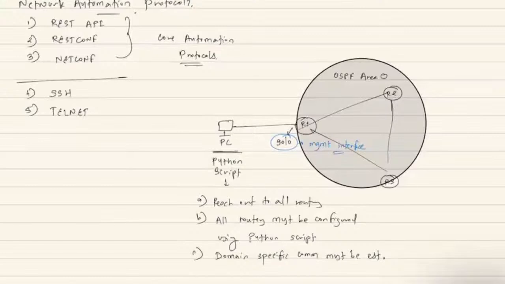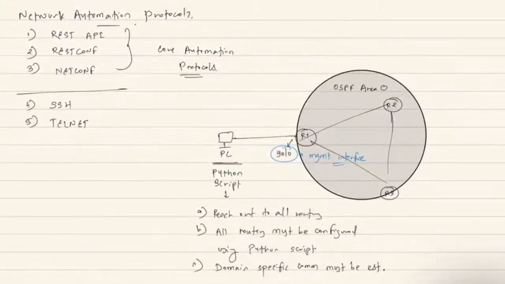So in such a scenario, when we talk about the configuration that is being pushed out, you can either use the basic protocols which are available in order to ensure reachability. Now in that case, again, an interface from R2 will be dedicated to the PC's connectivity, and an interface from R3 will also be dedicated to the PC's connectivity.